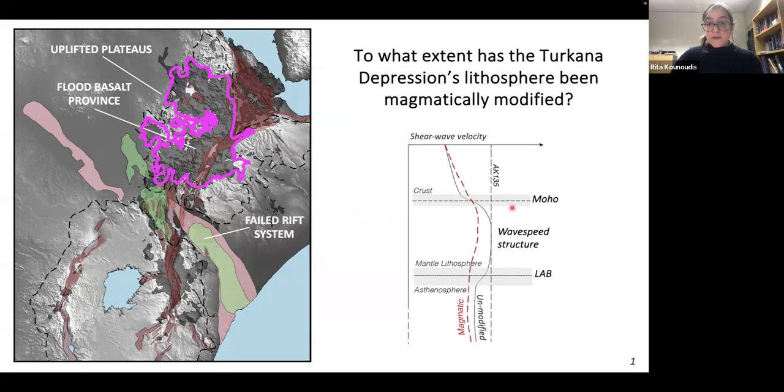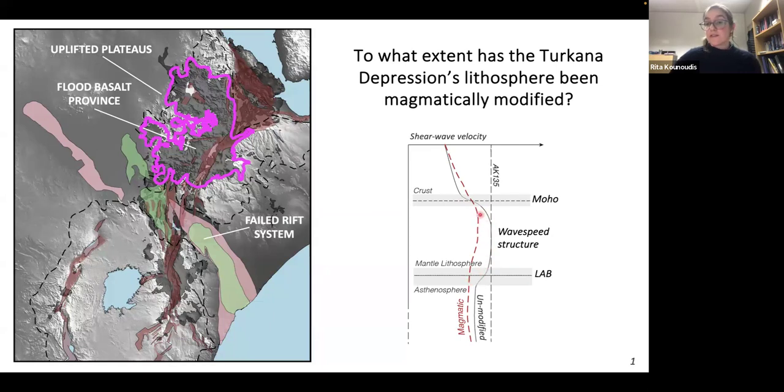So one thing we're going to be focusing on is the Moho architecture. Seismically, you'll be able to see a transition to faster mantle wave speeds, and that's expected to be sharp where you don't have lots of magmatism, but expected to be blurred where you do have a significant amount, such as further north below the flood basaltic province. And we're also going to explore the mantle lithospheric structure, where you would normally expect unmodified lithosphere to retain this fast wave speed lid.